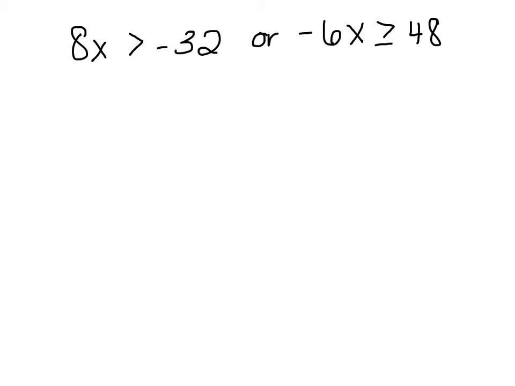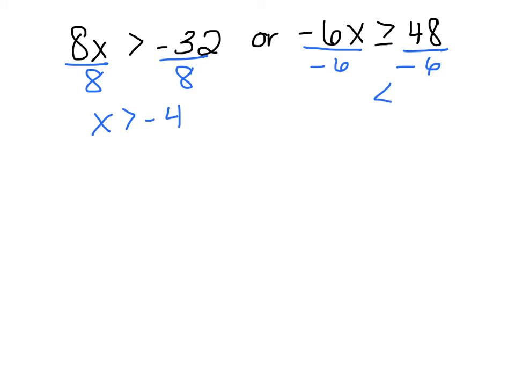The next problem. I'm going to divide both sides by 8. And x is greater than 32 divided by 8, which is negative 4. And I divide by negative 6. Remember, when I divide by a negative, I flip the inequality. So 48 divided by 6 would be negative 14. I apologize, it's not negative 14, it's negative 8.